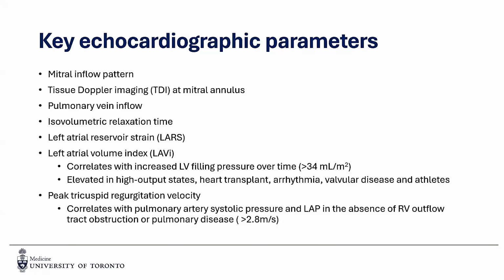Relatedly, the peak tricuspid velocity is also one that I won't spend as much time talking about, but in general, it's thought to correlate with your pulmonary artery systolic pressure and your left atrial pressure over time in the absence of RV outflow tract obstruction or pulmonary disease. And this is relatively straightforward, but again, we also have to rule out intrinsic issues with the tricuspid valve that we oftentimes see here at St. Michael's Hospital. The number that we're looking for in this situation is greater than 2.8.